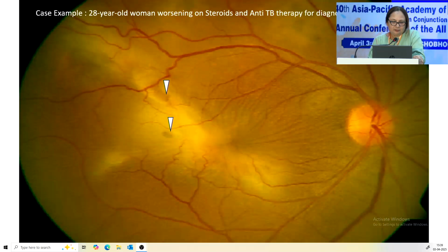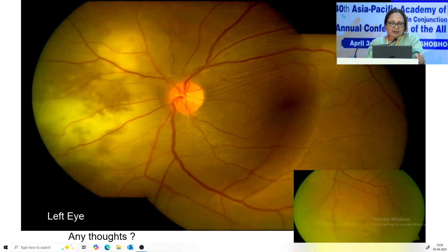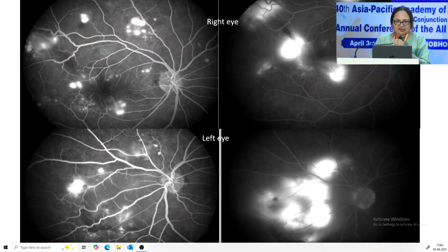This is an example of a 28-year-old woman who was actually given anti-TB drugs and was worsening on steroids, and she was diagnosed as TB choroiditis. Now, if we look at those arrowheads indicating the clear dots, and we look at the configuration, this is linear. Choroid by anatomy cannot be linear. So this is in the subretinal space, and she did have exudative detachments. And when you do fluorescein, the dots are hyper to hyper. Choroiditis will be hypo to hyper.